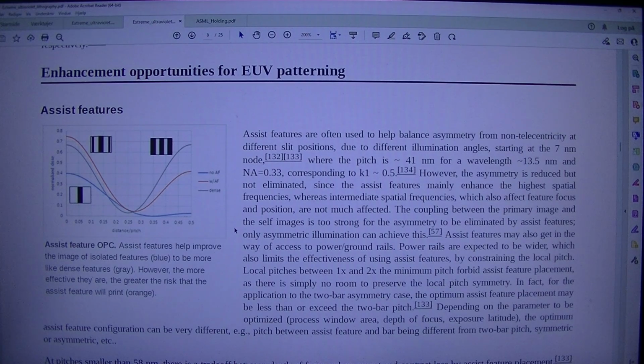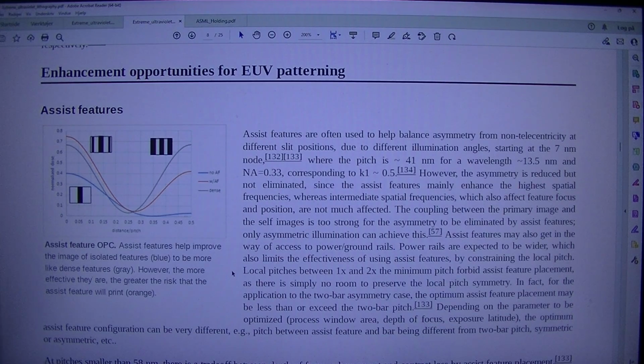In fact, for the application to the 2-bar asymmetry case, the optimum assist feature placement may be less than or exceed the 2-bar pitch, depending on the parameter to be optimized: process window area, depth of focus, exposure latitude. The optimum assist feature configuration can be very different. For example, pitch between assist feature and bar being different from 2-bar pitch, symmetric or asymmetric, etc.